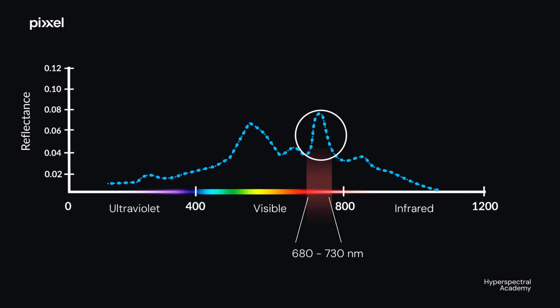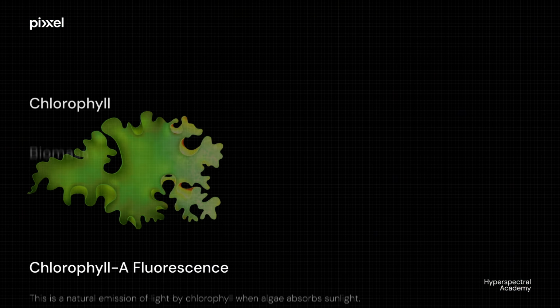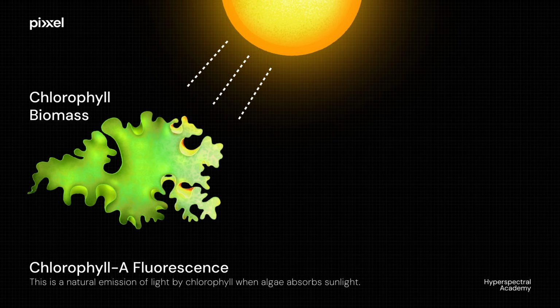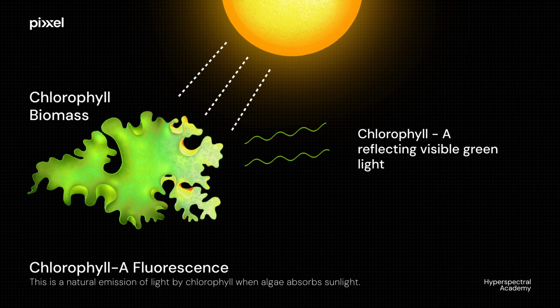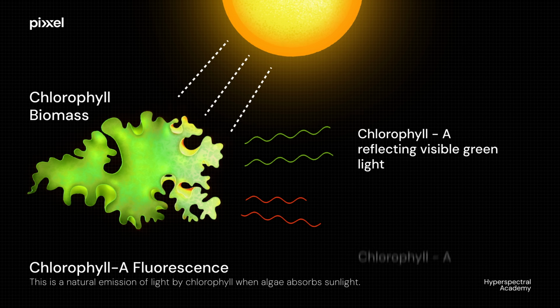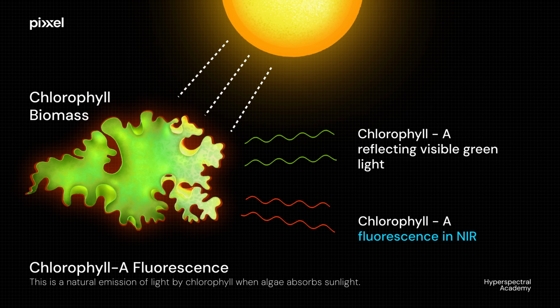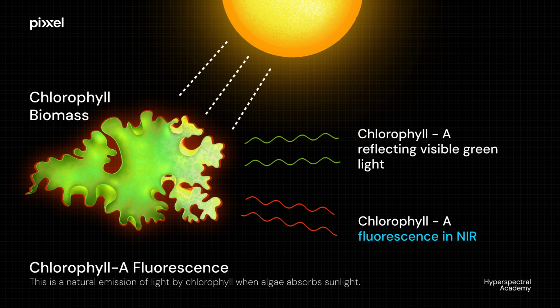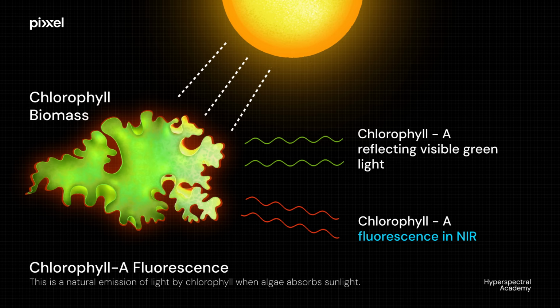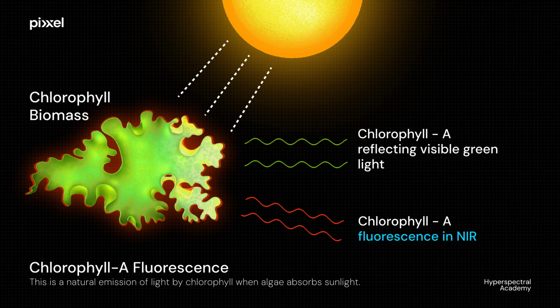Let's look into why. As previously mentioned, chlorophyll A absorbs strongly in the blue and red, but there is another fine-scale feature hyperspectral can exploit that we haven't talked about yet, and that is the sun-induced chlorophyll A fluorescence. Chlorophyll A fluorescence is a natural emission of light by chlorophyll when algae absorbs sunlight. And this phenomenon occurs because some of the absorbed light energy is re-emitted at specific wavelengths, providing valuable insights into the photosynthetic efficiency and photophysiology of the organism.